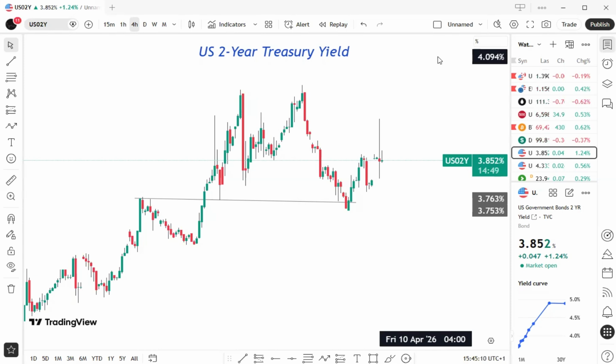If you notice that CPI comes out hotter, above the forecast, above expectation, and you notice the 2-year yield spike up, this is telling you that the USD is bullish. You should be looking for a bullish opportunity on the USD. But if CPI comes out weak and you notice the 2-year yield drops during that news impact, this is telling us that the USD is bearish. You should be looking for a bearish opportunity on the USD.